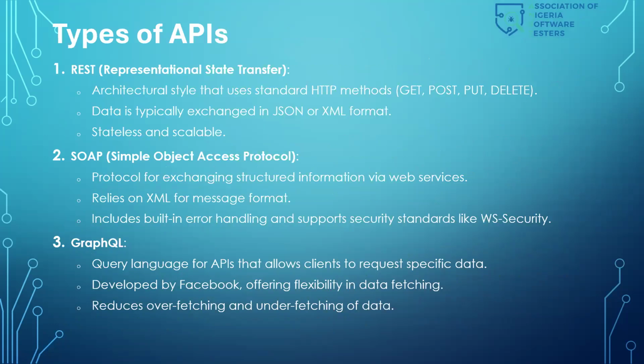Now we have types of testing, and we have REST, we have SOAP, then we have GraphQL. This REST acronym, the full representation is representational state transfer. Here you have the architectural style that uses standard HTTP methods. I'm still going to talk about what HTTP means, then the methods. We're still going to get to all that later in class. So the data is typically exchanged in JSON or XML formats.